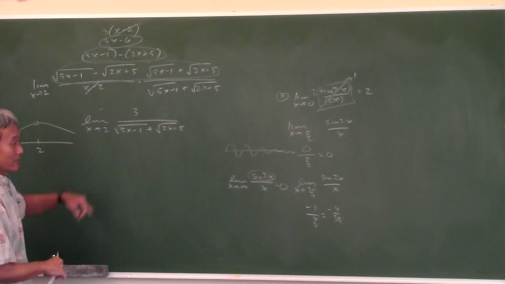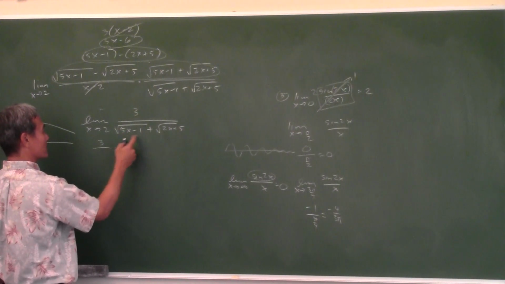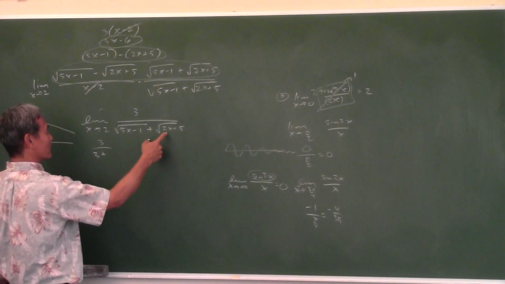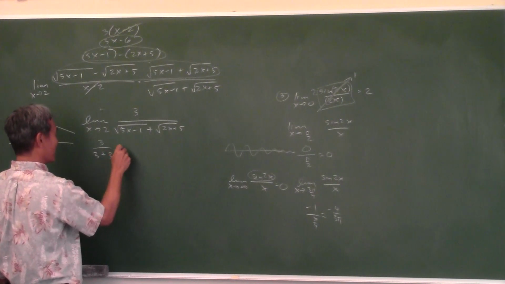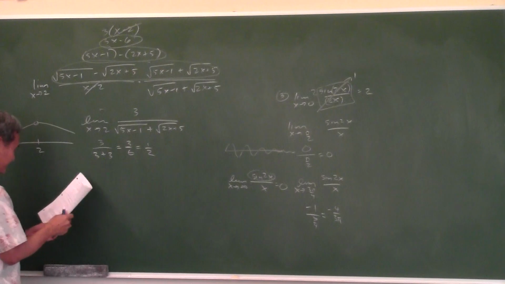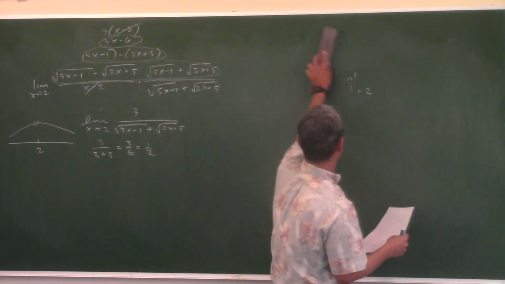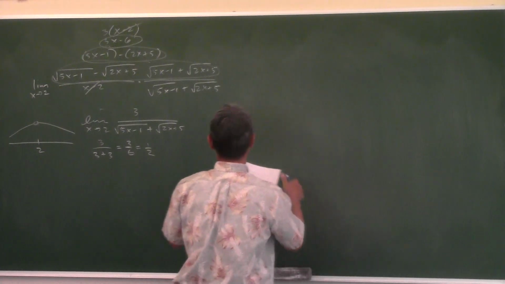So now can I plug in 2 and get something? Yes, 3 over square root of 10 minus 1 is 3. The square root of 4 plus 5 is 3. What's 3 over 6? 1 half. And then number 5.